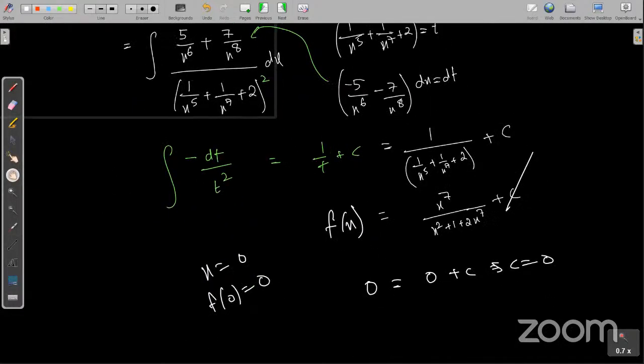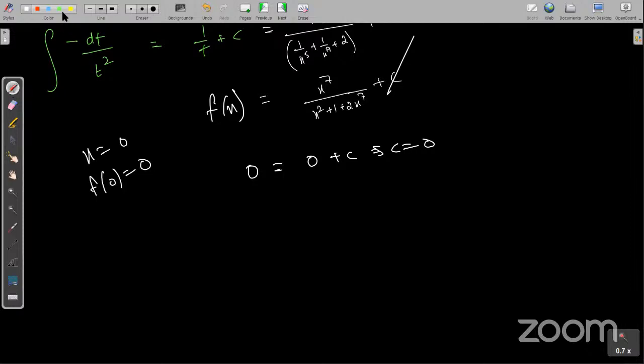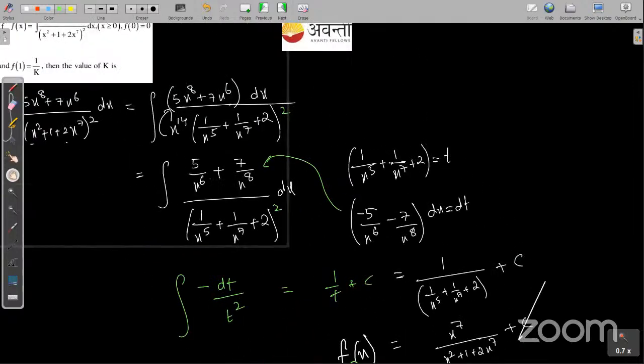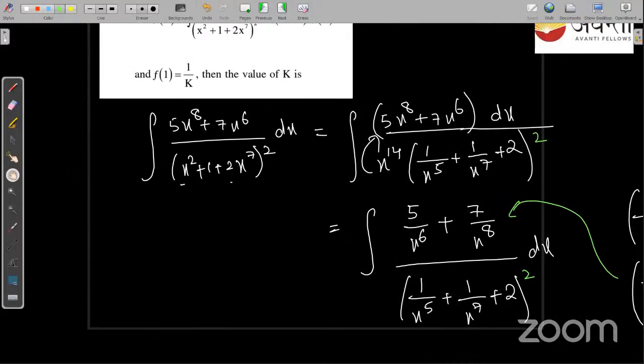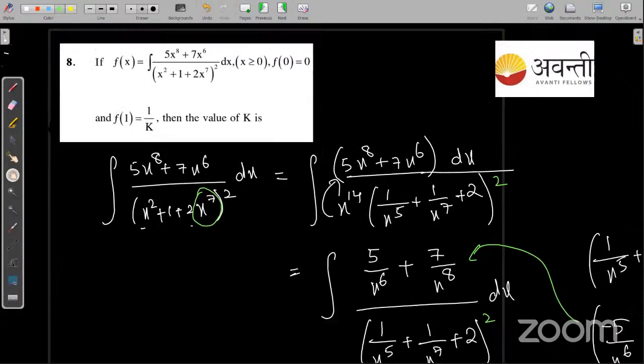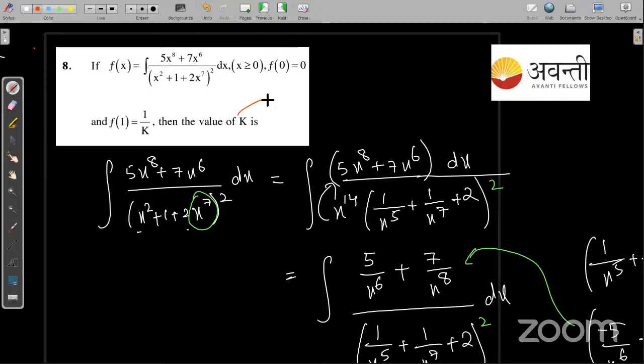Now what is he asking us? f of 1 is equal to 1 by k is being asked. So let us find f of 1. f of 1 is how much? 1 by 1 square plus 1 plus 2. So it is equal to 1 by 4 we got. This is equal to 1 by k he is giving us. So what is the value of k? We got it as 4, guys. See how simply we solved it. The only thing you have to remember is to try to take the highest power variable as common in the denominator. So the value of k is 4.